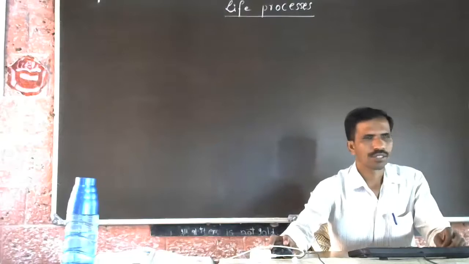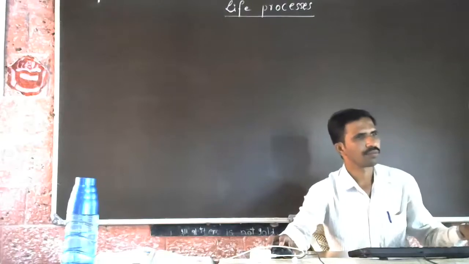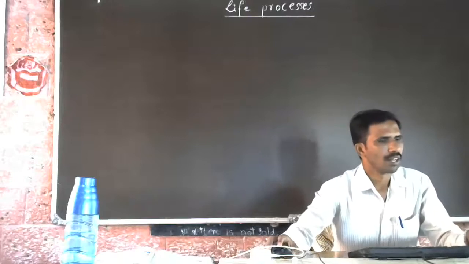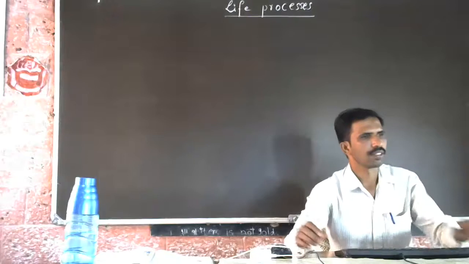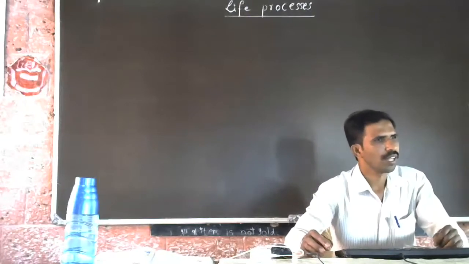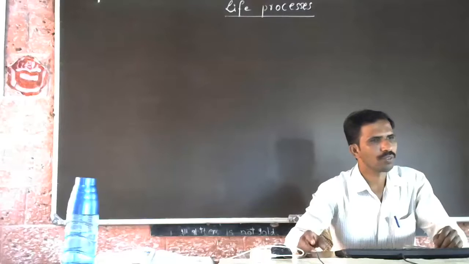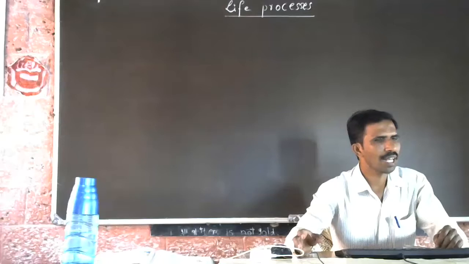Okay. So in the last class, we have studied about transportation in plants. We have studied about the vascular bundle and how the xylem tissue transports the water in the plant body. Already we have discussed that. In the xylem tissue, 4 types of different cells will be there, especially tracheids and vessels. They help in the transportation of water.